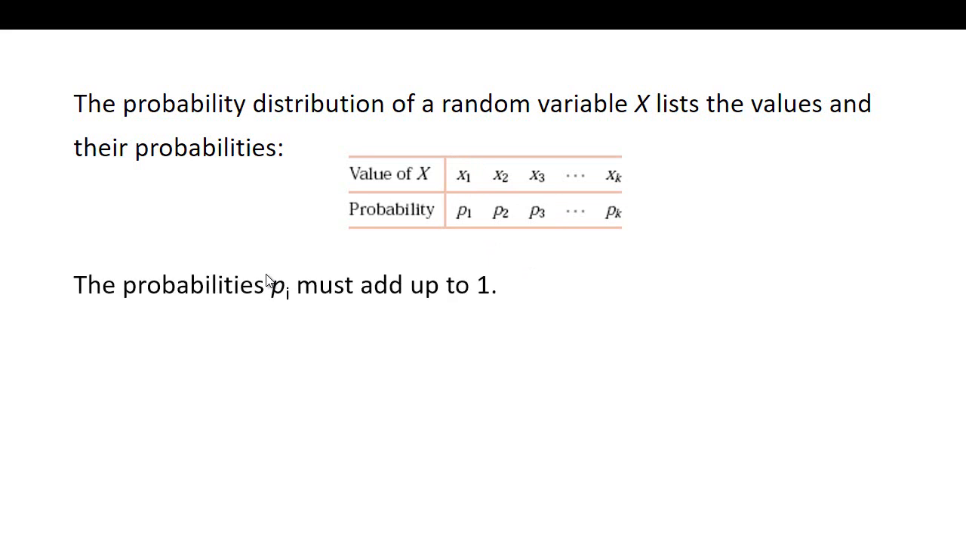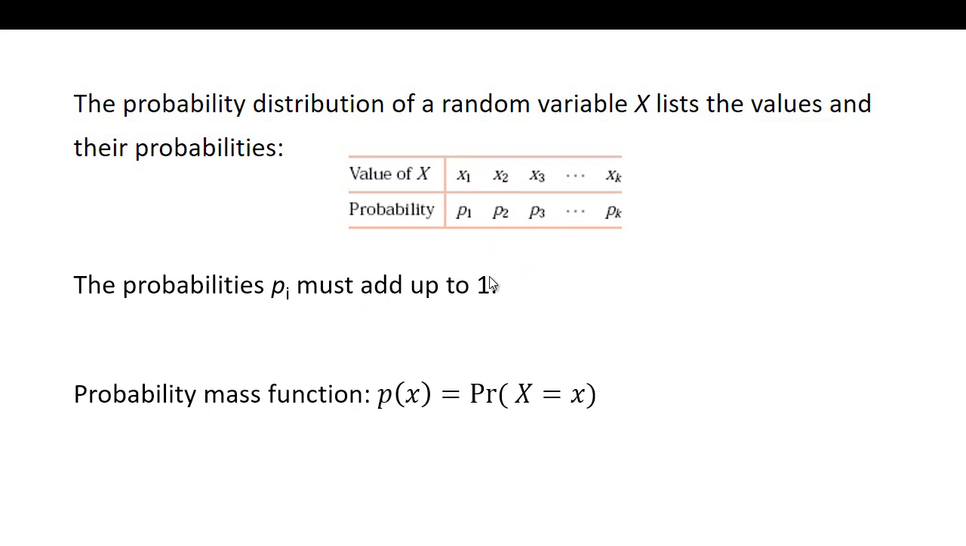And the probabilities here must add up to 1, because the total probability is 1. Another way of thinking about this table is that it represents the probability mass function, or in short we say PMF.